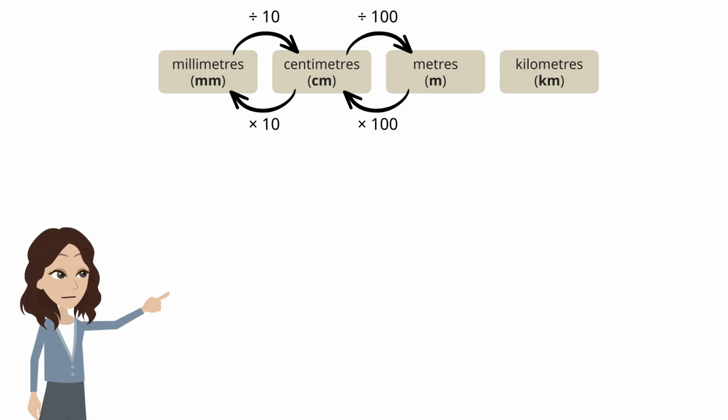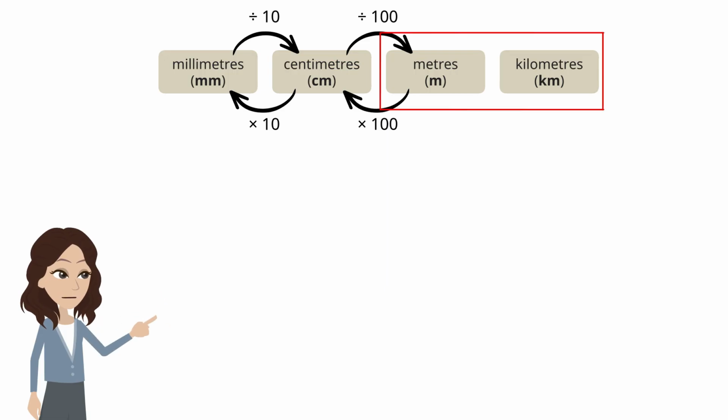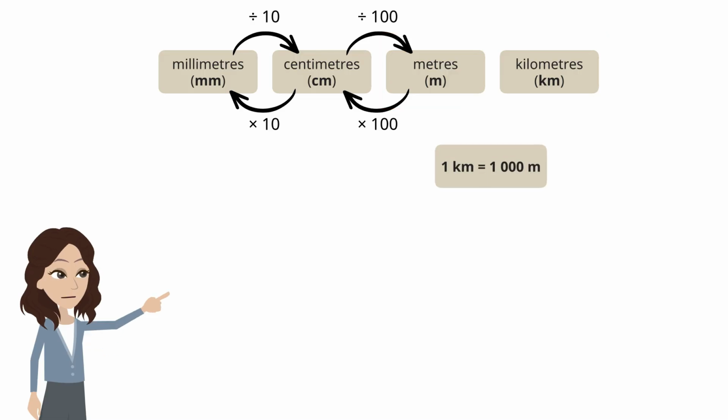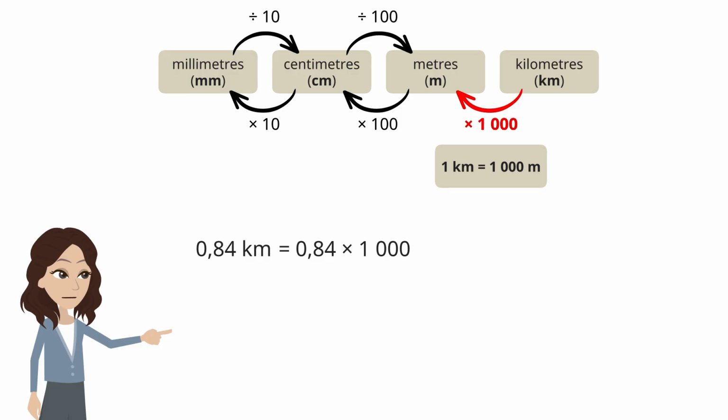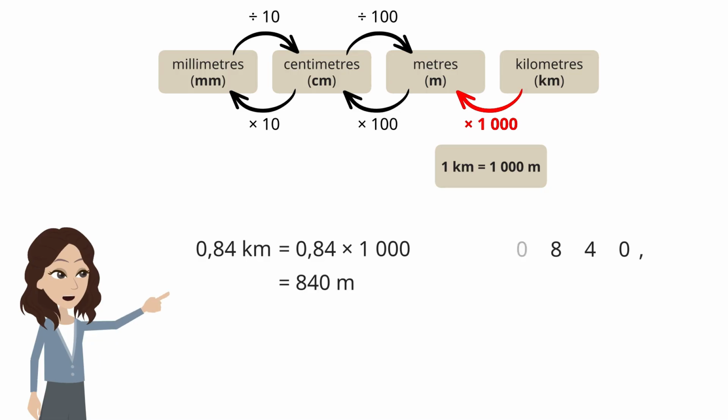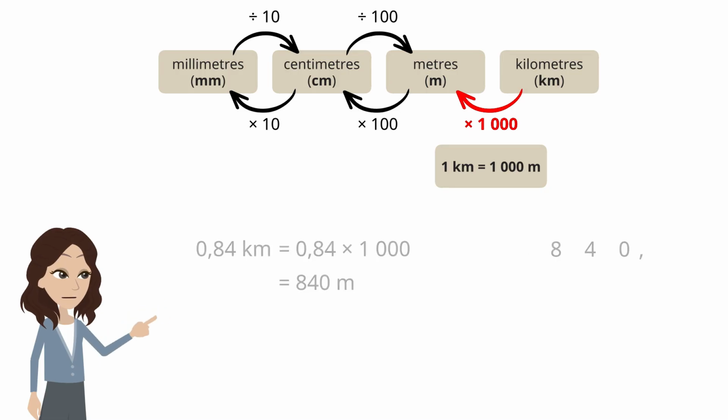Finally, let's convert between meters and kilometers. 1 kilometer is equal to 1,000 meters. What is 0.84 kilometers in meters? To convert from kilometers to meters, we multiply by 1,000. To multiply 0.84 by 1,000, we can move the decimal comma 3 place values to the right. So, 0.84 kilometers equals 840 meters.